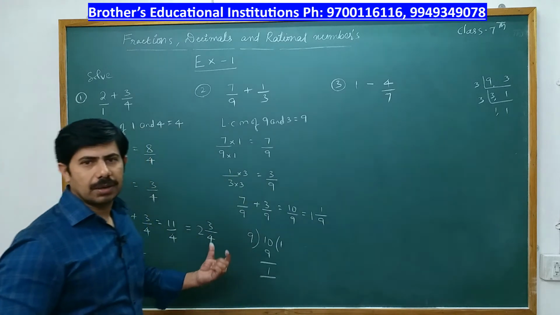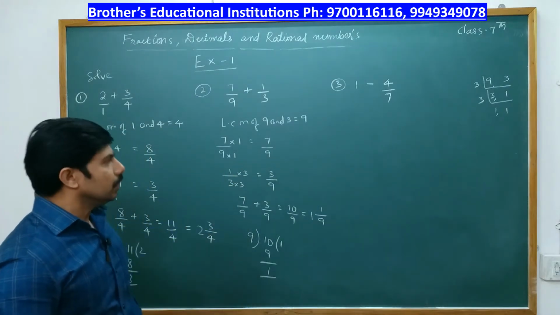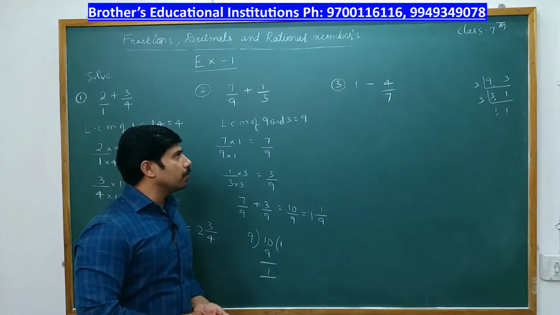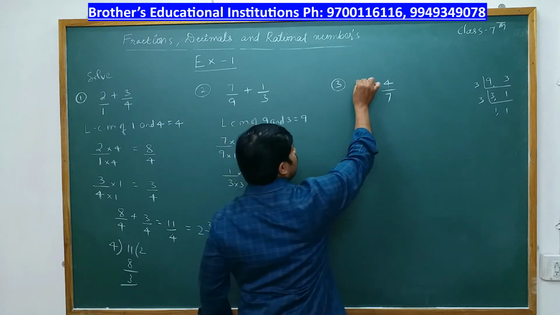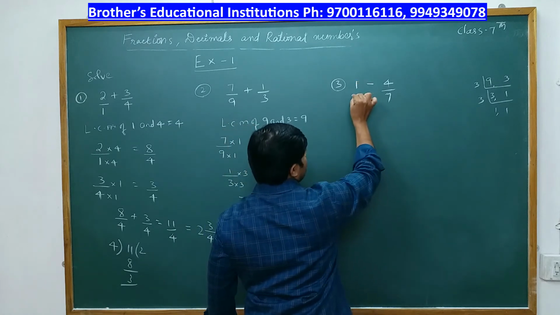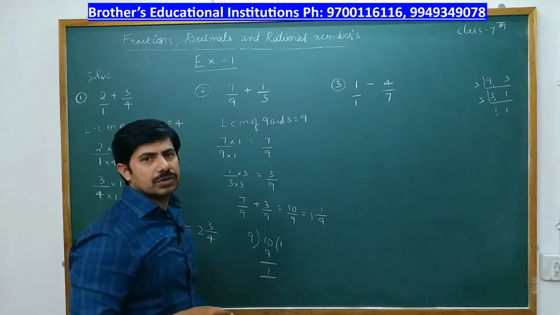So this is completed. Now we have one more problem, 1 minus 4 by 7. So the denominator of this 1 is nothing but 1. We don't have any denominator, but we have a numerator. So whenever we don't have a denominator, it is assumed to be 1. So we have 1.